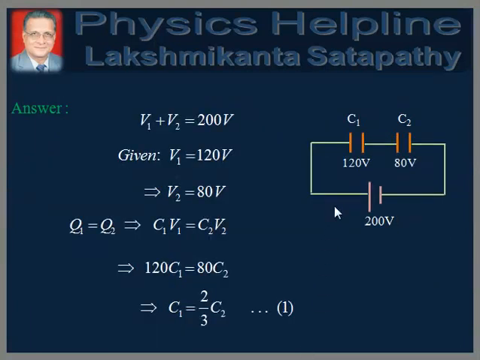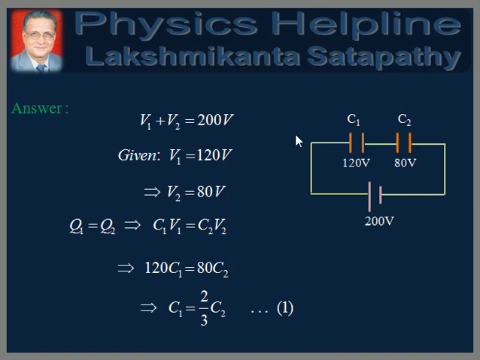The circuit is shown in the figure. Let the potential drops across capacitors C1 and C2 be V1 and V2. Since they are connected in series across a 200 volts supply, we can write V1 plus V2 is equal to 200 volts. It is given that V1 is equal to 120 volts. Therefore, V2 must be equal to 80 volts.